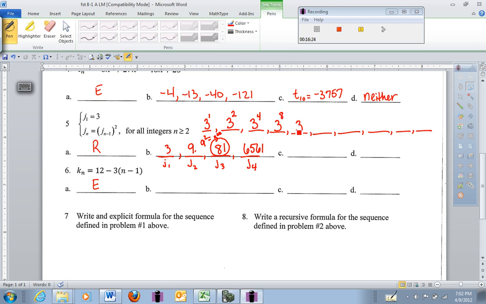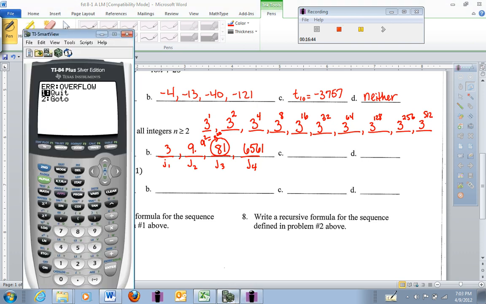This is going to double to 3 to the 8th, isn't it? The next one will be 3 to the 16th, and then 3 to the 32nd, and then 3 to the 64th, 3 to the 128th, 3 to the 256th power, and then 3 to the 512th power.